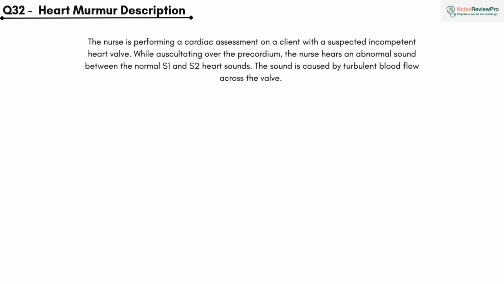Question 32. Multiple choice. Heart murmur description. Clinical scenario. The nurse is performing a cardiac assessment on a client with a suspected incompetent heart valve. While auscultating over the precordium, the nurse hears an abnormal sound between the normal S1 and S2 heart sounds. The sound is caused by turbulent blood flow across the valve. And the question is asking, which description should the nurse use when documenting this finding?